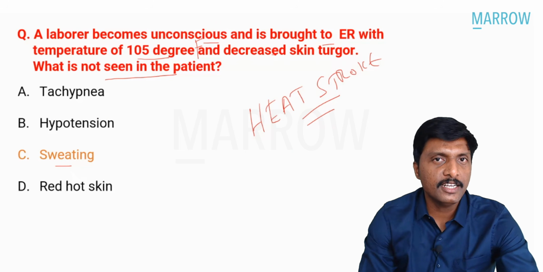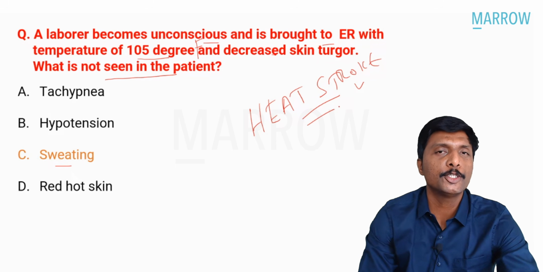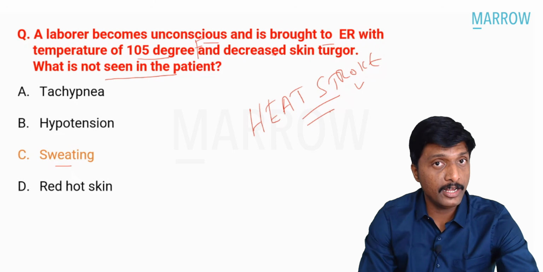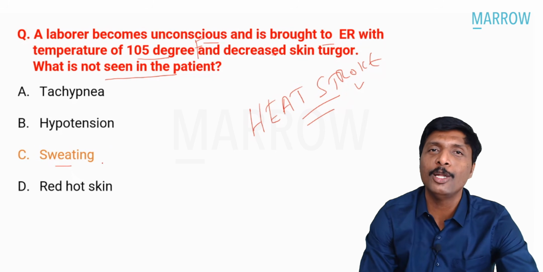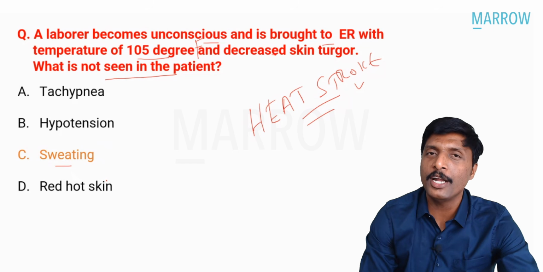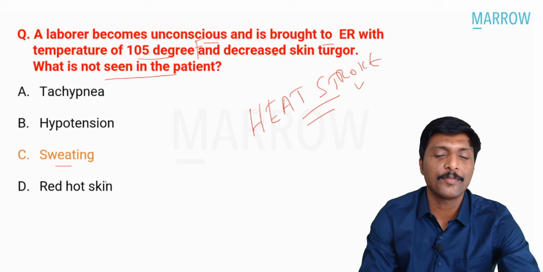Now look into this question, guys. This individual is unconscious. His core temperature is elevated. Definitely it is about heat stroke. Tachypnea will be there. Hypotension will be there. Red hot skin will be there. But sweating will not be there. Thermoregulatory mechanisms are not intact. They are lost. That is why sweating is not there.